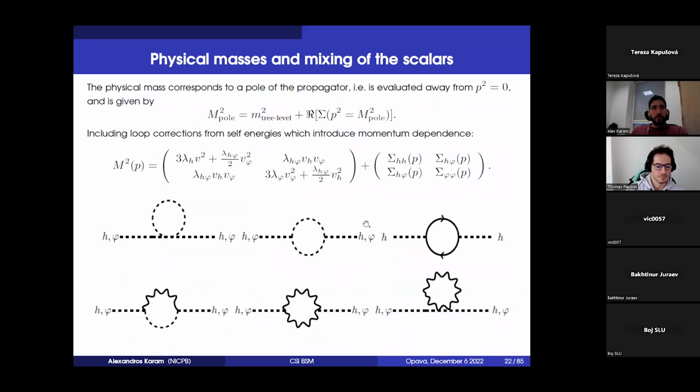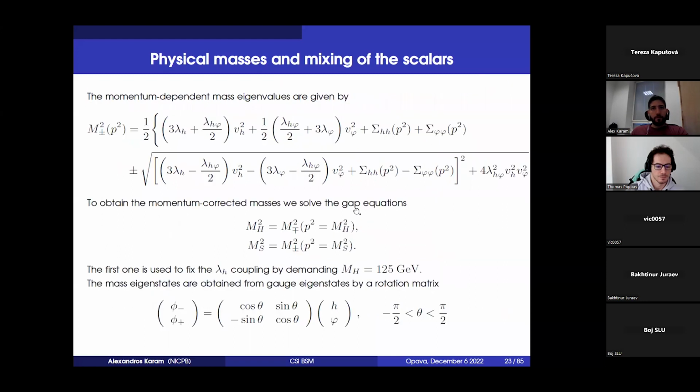Now, the physical mass corresponds to a pole of the propagator, i.e. it's evaluated away from momentum 0, and is given by this formula. So including the loop corrections from the self-energies, we obtain a momentum dependence, which is given here. So what we need to do is compute these one loop self-energy Feynman diagrams in order to find these corrections.